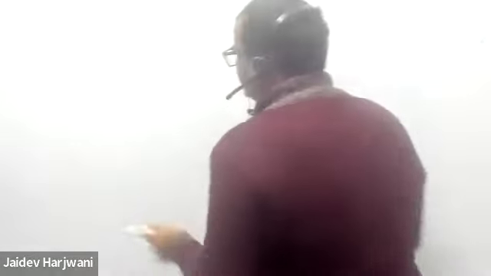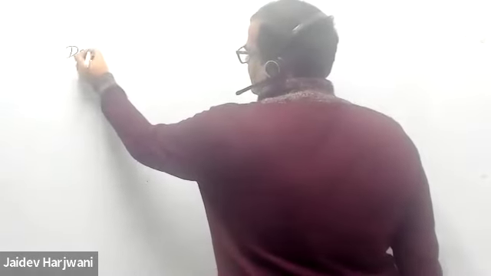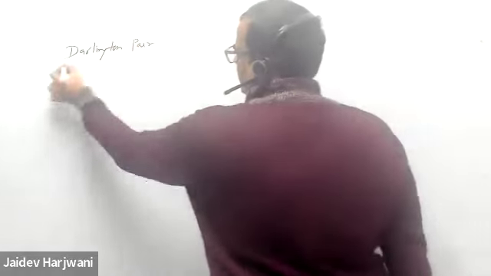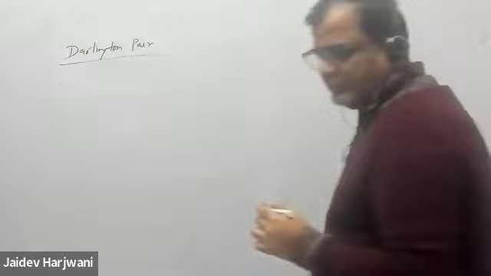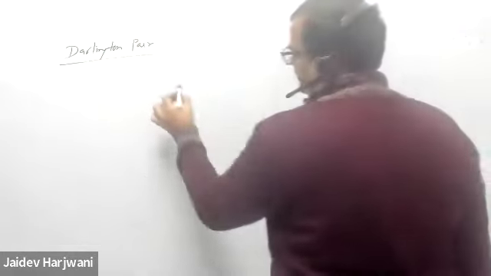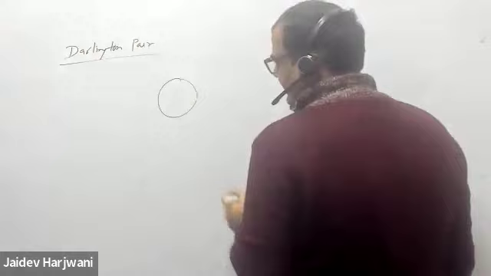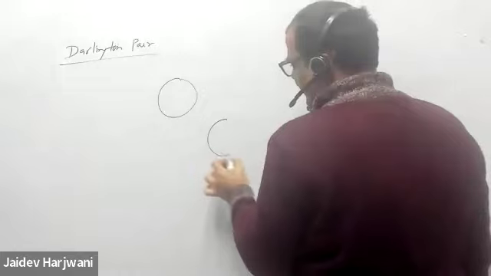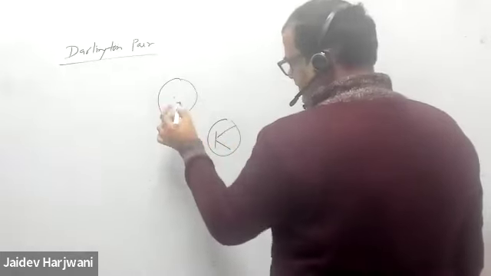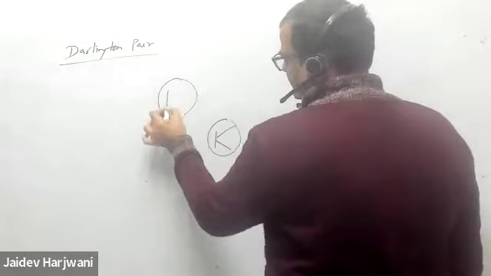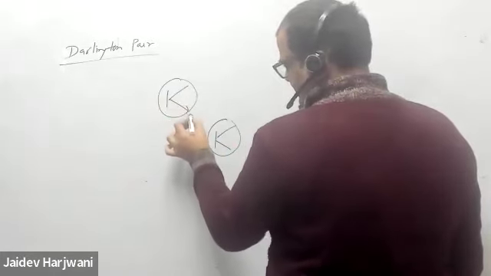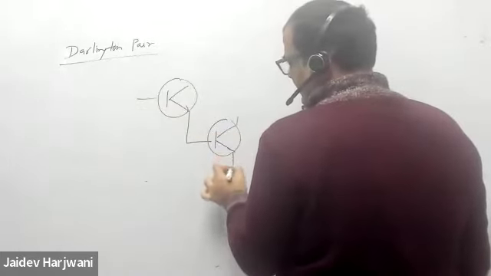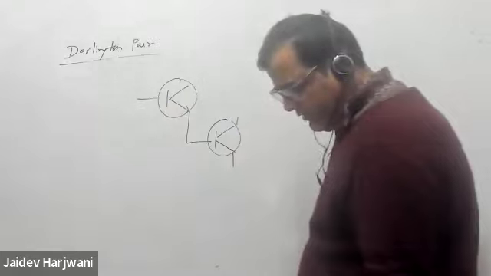So the next application is Darlington pair. So Darlington pair means now two transistors will come in couple. Couple means one transistor's base and the other transistor's emitter will be connected. So this will be this type of connection. And this type of transistor always comes in a pair.